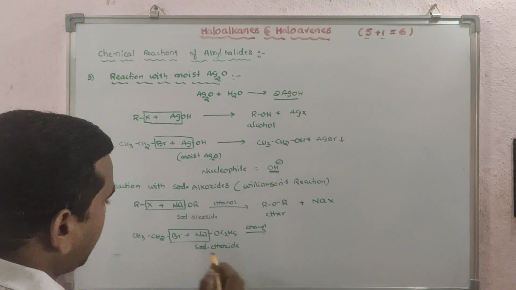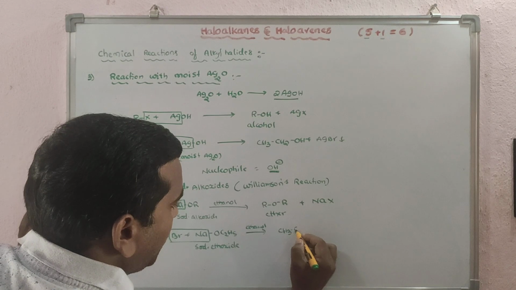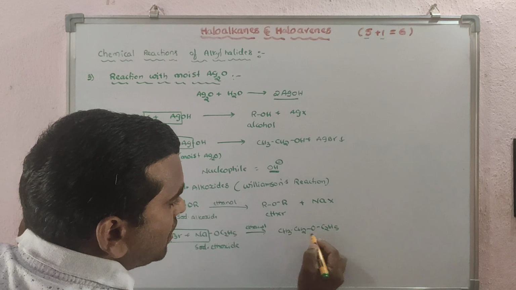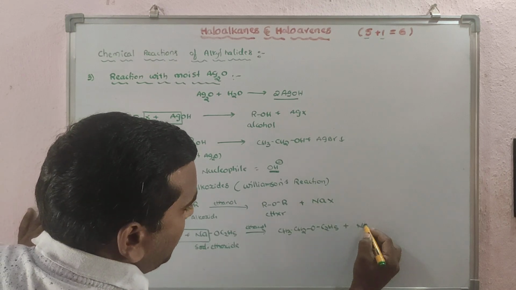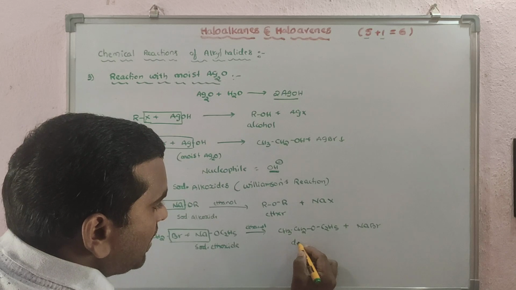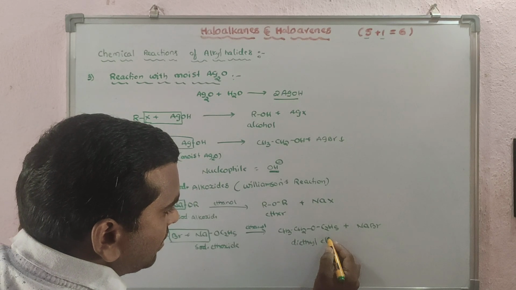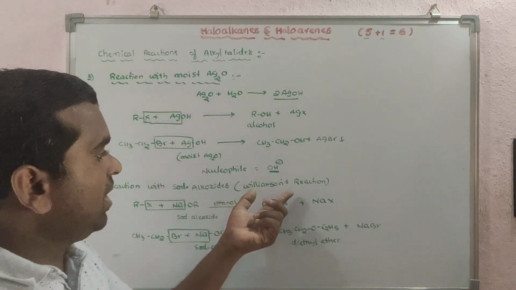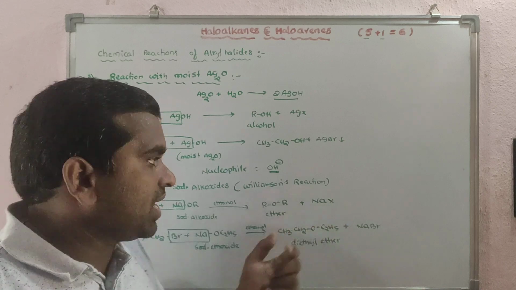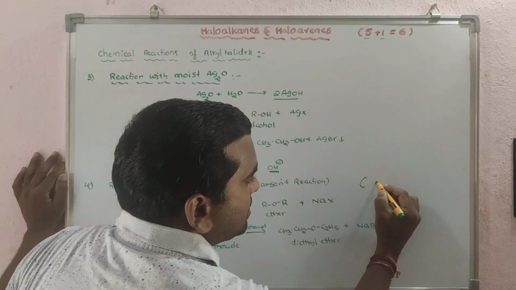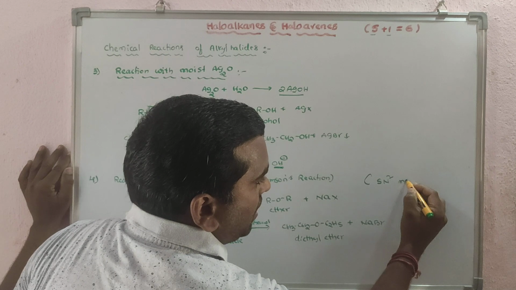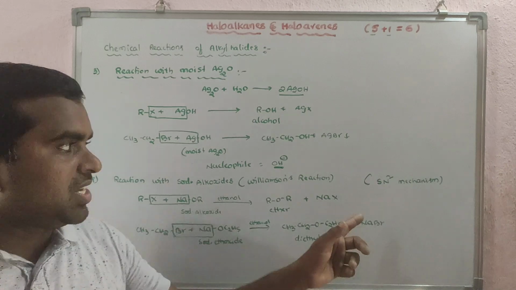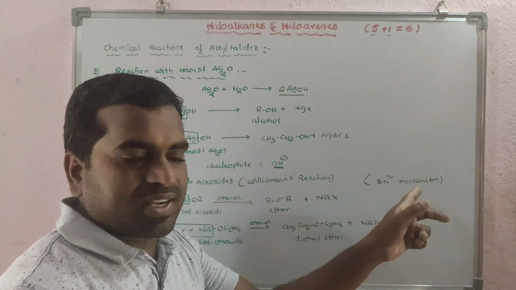Then remove which one here? Na here. Then you will get CH3CH2O and here C2H5. This is also C2H5 plus NaBr. What will we call this? Diethyl ether. So this reaction we call Williamson's reaction. Very, very important. And remember, later we will discuss, this reaction follows the SN2 mechanism. Clear? SN2 mechanism. We will discuss later what that is.